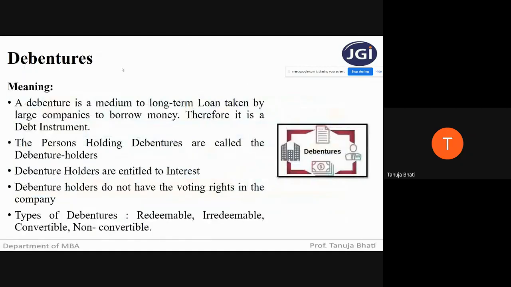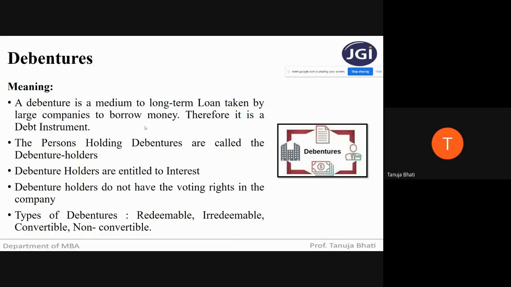Next is debentures. So, what are debentures? A debenture is a medium to long term loan taken by a large company to borrow money. Therefore, it is a debt instrument. In short, when a company is taking a loan from the bank, it is termed as a bank loan or term loan taken from the bank. But when a company is taking a loan from the public, it is nothing but a debenture.